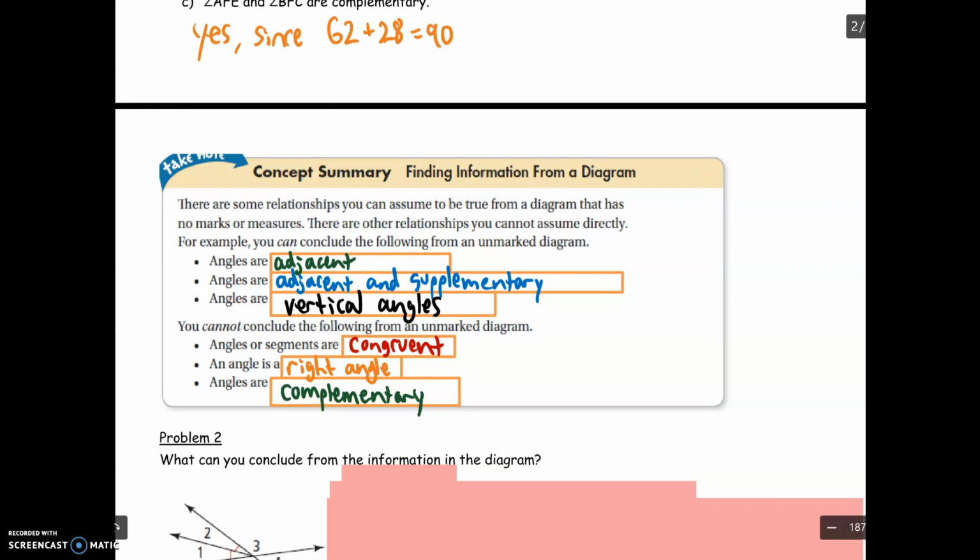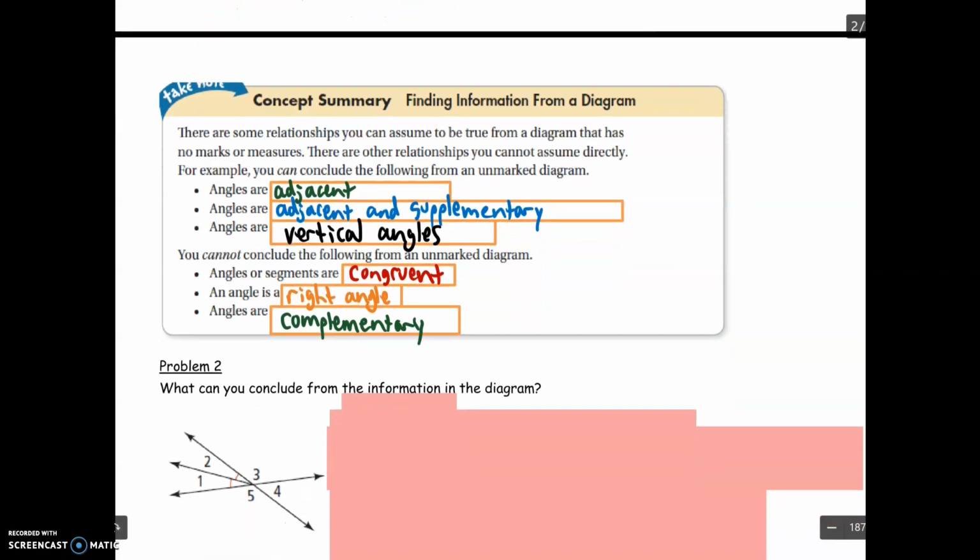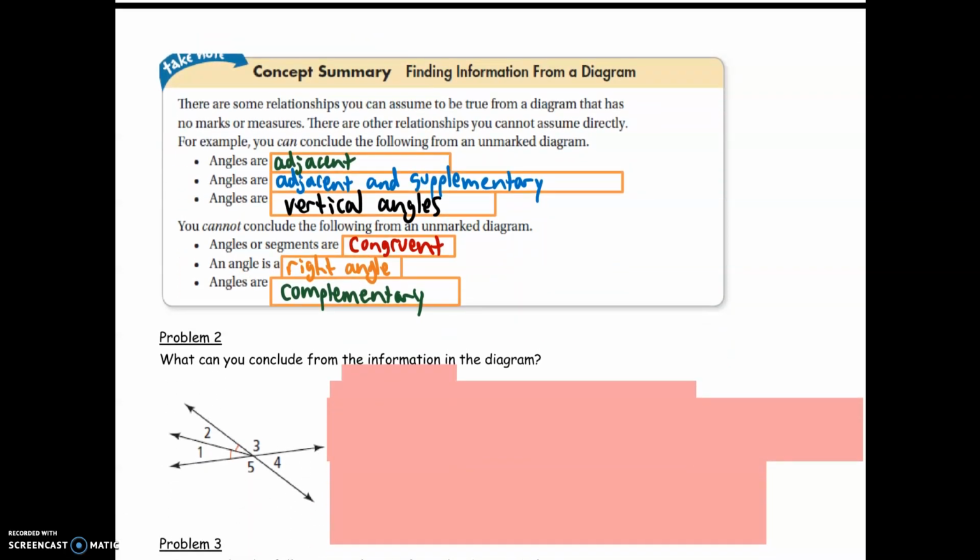So we have a brief rundown in this box of what we can find, rather, from just looking at a diagram. And again, this is specifically if the diagram is unmarked. If it's marked, of course, we're going to have a bunch of information, whatever they mark for us. But we can tell things are true in terms of angle pairs just by examining a figure in some cases. We can tell if angles are next to each other, which we call adjacent. We can tell if they're adjacent if they also add up to that straight line. So combine them and I make a straight line. That's what we also call supplementary.